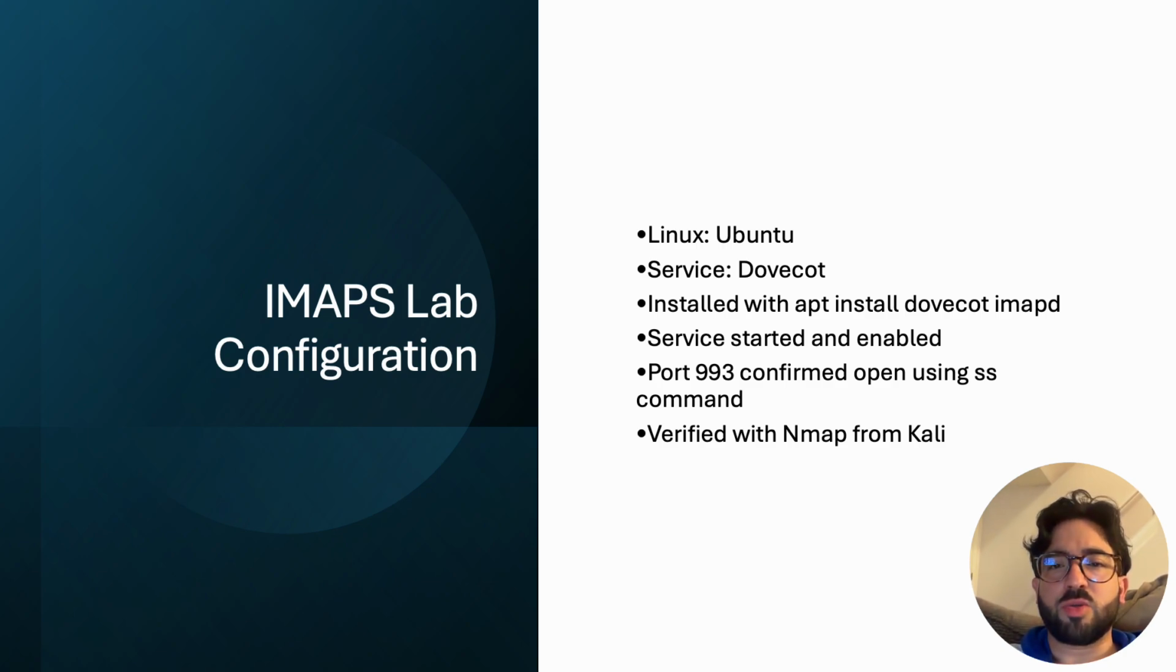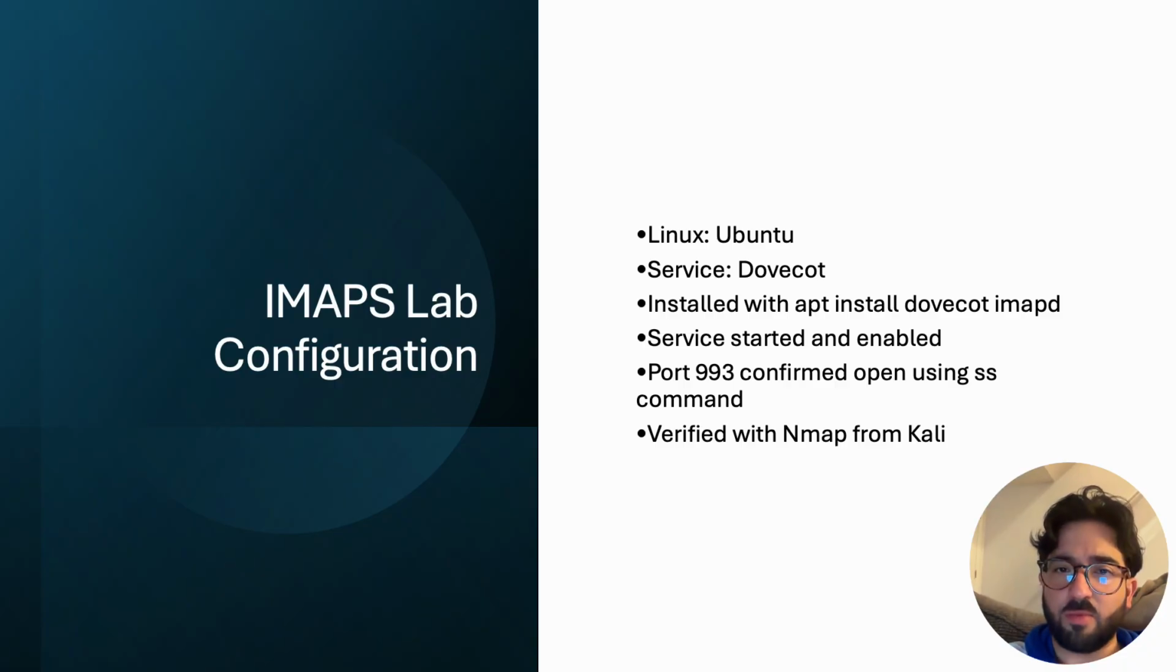After that, I needed to verify that IMAPS was actually listening on the correct port, which is port 993. I used the ss command on Ubuntu to check all listening ports, and I was able to see Dovecot clearly listening on 993. That confirmed the service was active and ready.